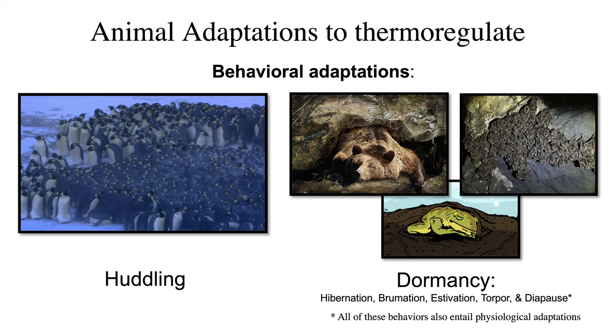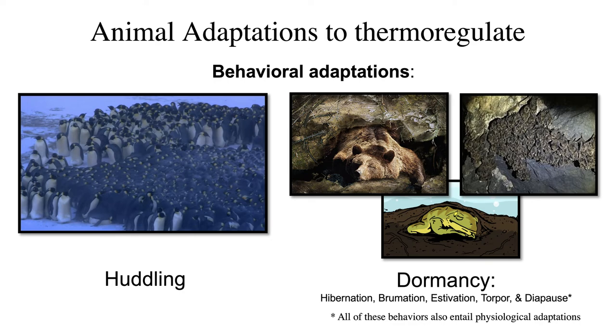Examples of this include hibernation, and then other terms that you may not have heard before, things like brumation, estivation, torpor, and diapause. I don't care so much about you knowing those terms and the intricacies of what distinguishes brumation from estivation, from torpor, from diapause, which are all different degrees of dormancy. I only want you to understand that these are all different examples of animals going into a dormant phase to avoid things that are not in their temperature optimum.